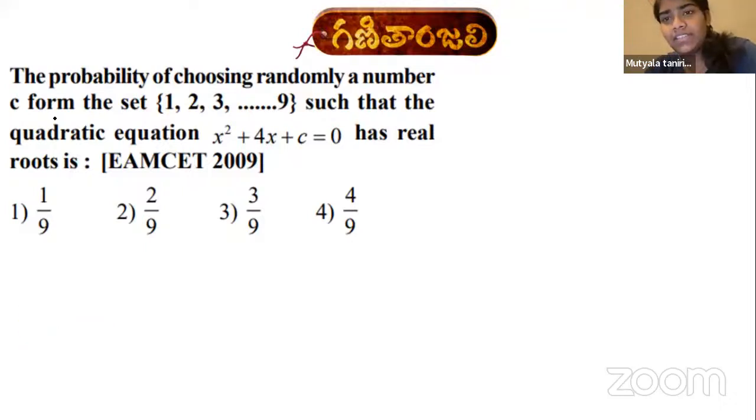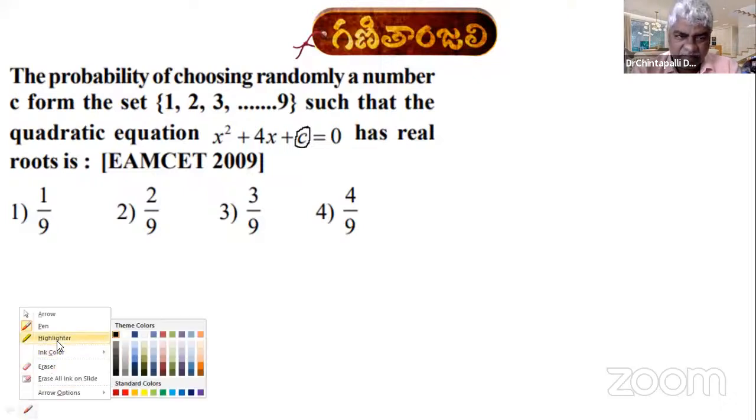So can we just solve the equation and find the probability, sir? We need not solve because we can't solve. Why can't we solve? Because the C is unknown. If it is known, we can solve. Since it is unknown, it is not solvable completely.